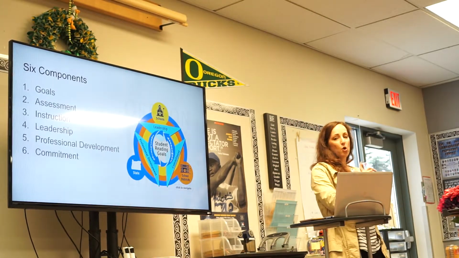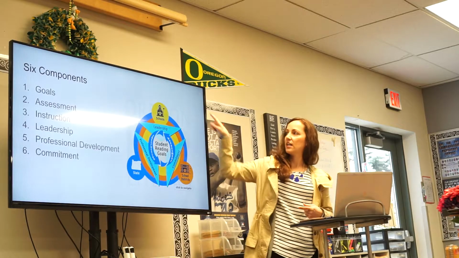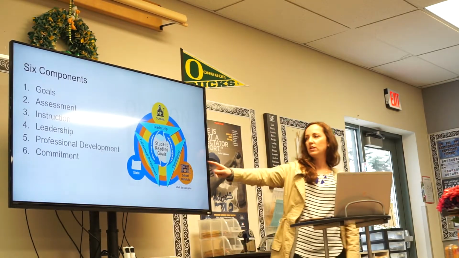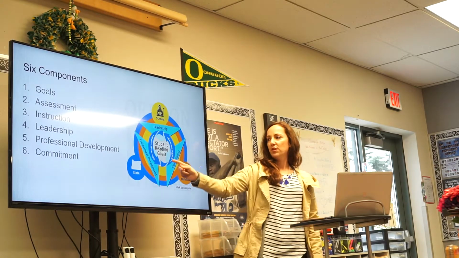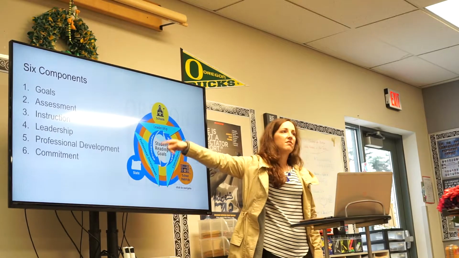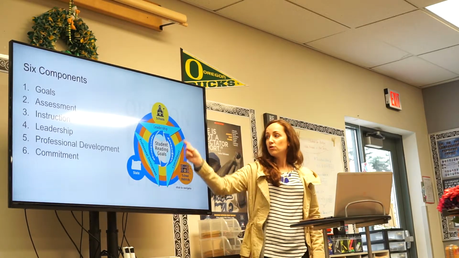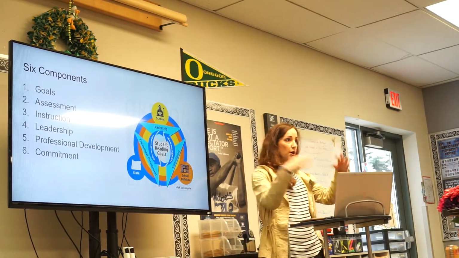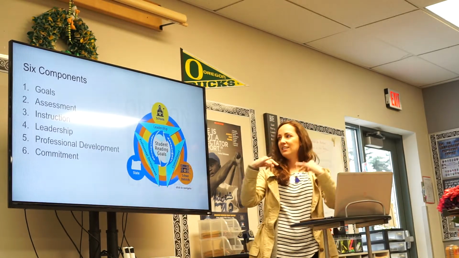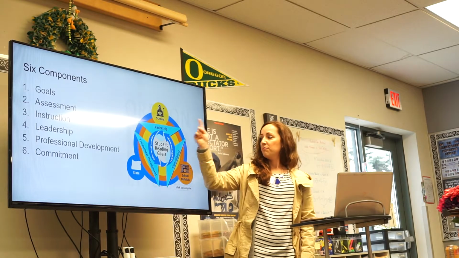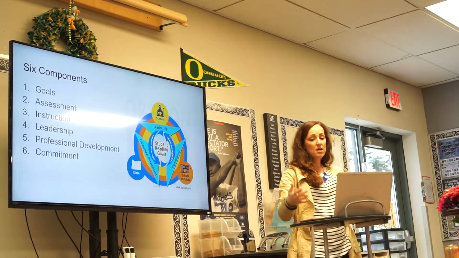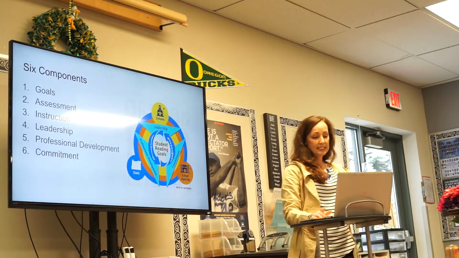And so then there are 6 components. So first we have goals, and this is kind of their diagram to show the different components. So the most important component in the middle is our student reading goals, and then around that we have assessment and instruction. And so those work together to help kids meet their goals. And then to support that, we have leadership, commitment, and professional development. So all those together are the 6 components.